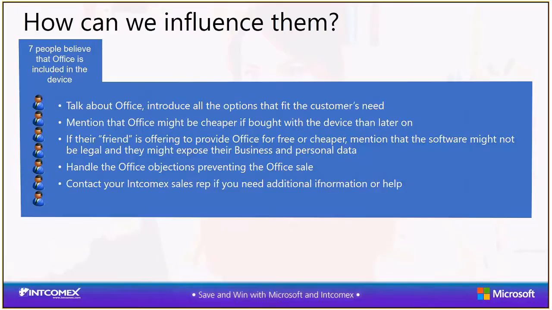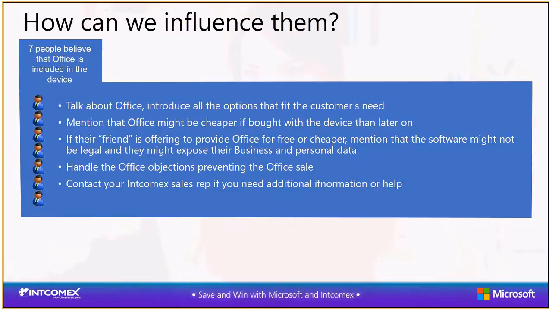The second point to mention is that sometimes it's cheaper to buy Office when they are buying the PC, because the distis have several promotions going on. And if they want to buy the Office later on, they will have to pay the full price. If a friend is offering them the product for free or cheaper, just have a conversation that the software might not be legal software. And that opens up the customer to a lot of issues in the future, like hackers, theft, information lost or stolen, etc. Handle the objections.